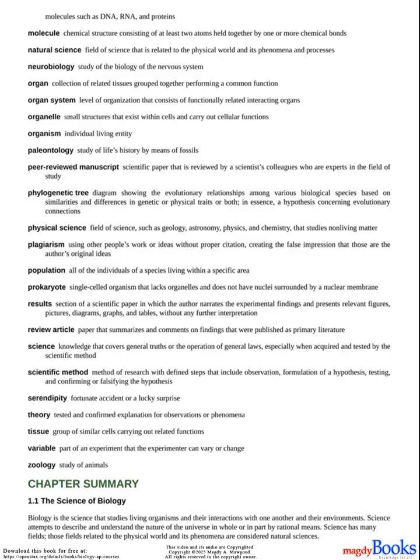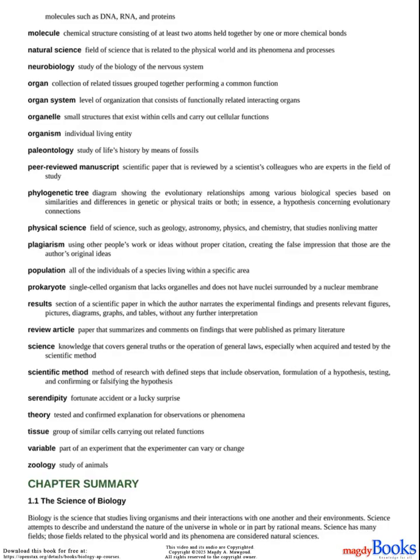44. Results. Section of a scientific paper in which the author narrates the experimental findings and presents relevant figures, pictures, diagrams, graphs, and tables, without any further interpretation. 45. Review article. Paper that summarizes and comments on findings that were published as primary literature. 46. Science. Knowledge that covers general truths or the operation of general laws, especially when acquired and tested by the scientific method. 47. Scientific method.